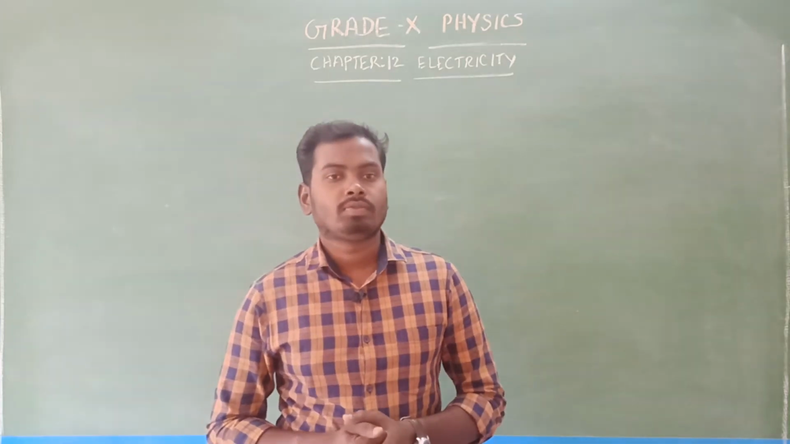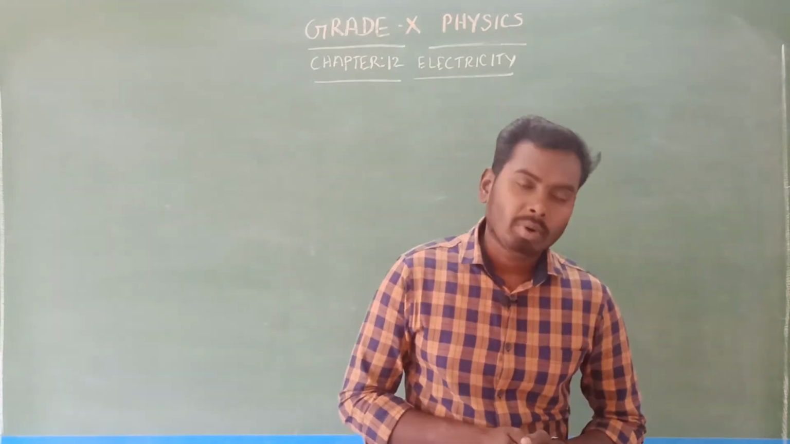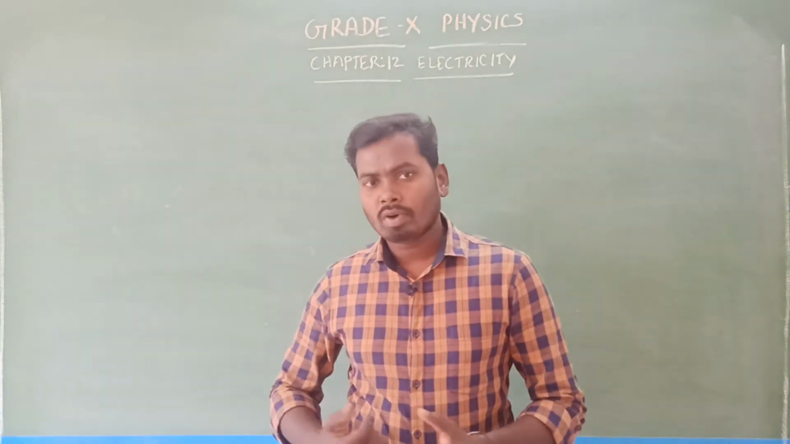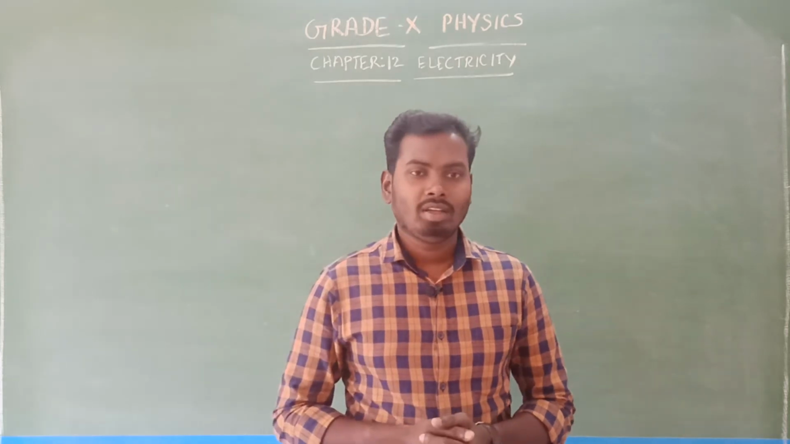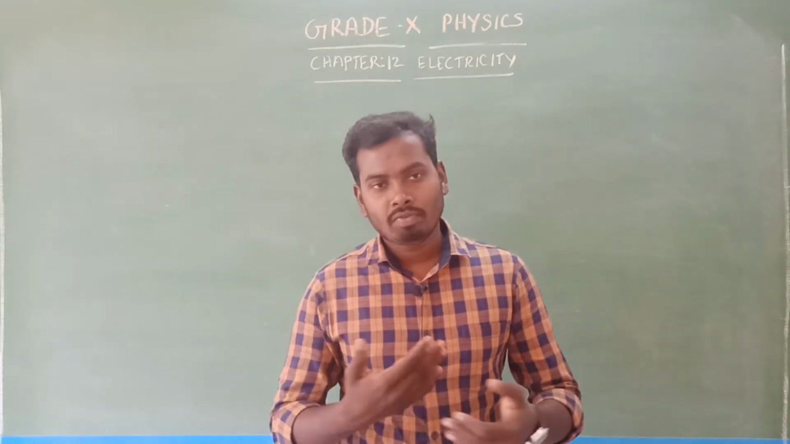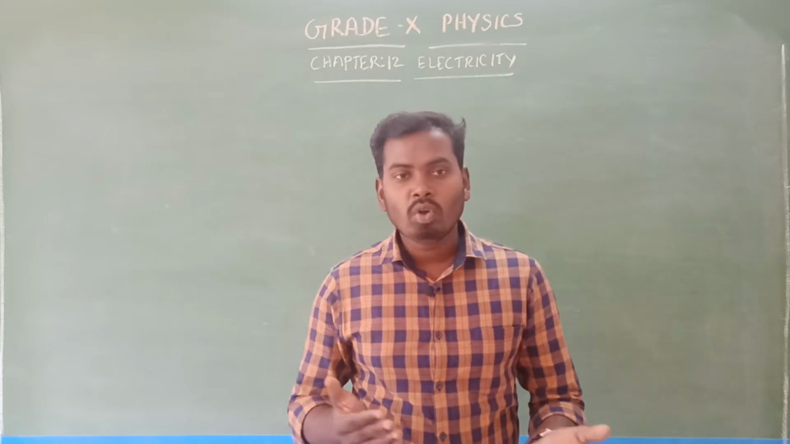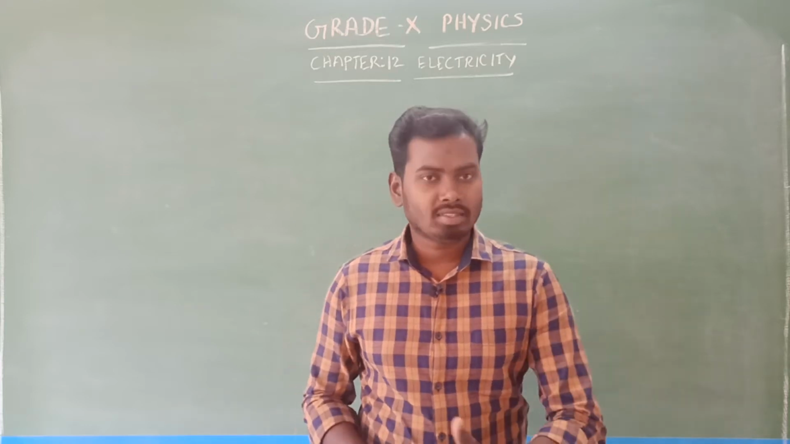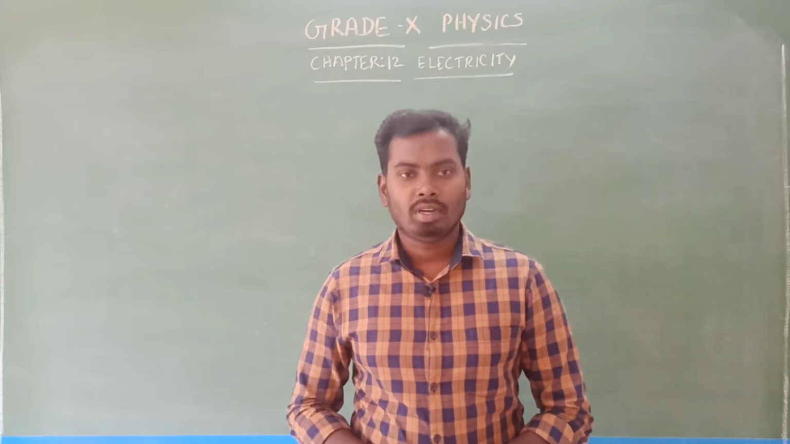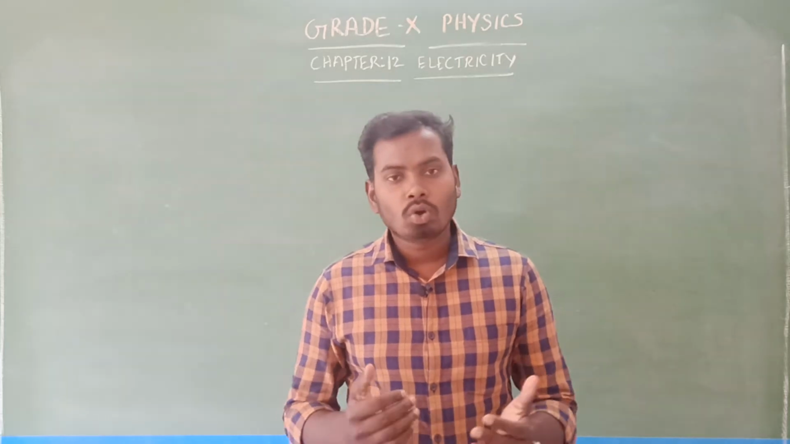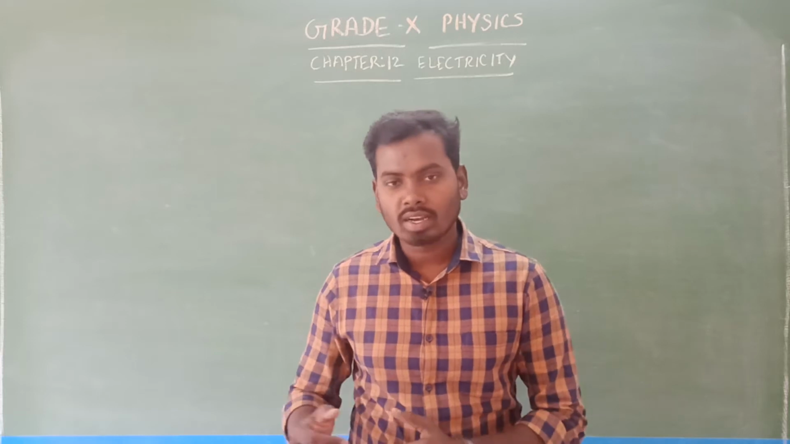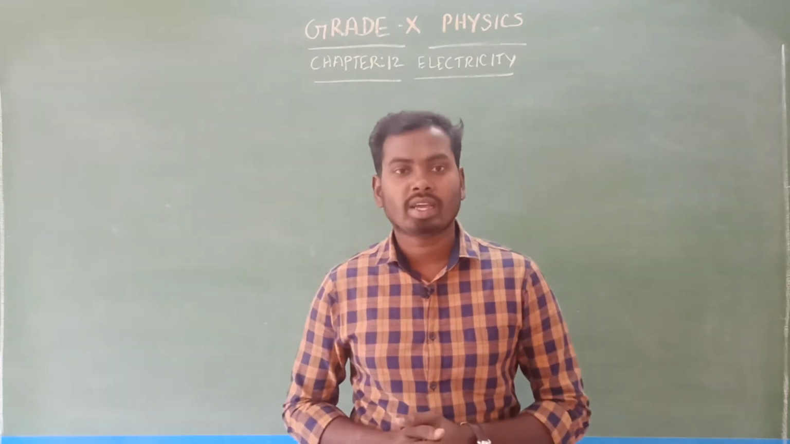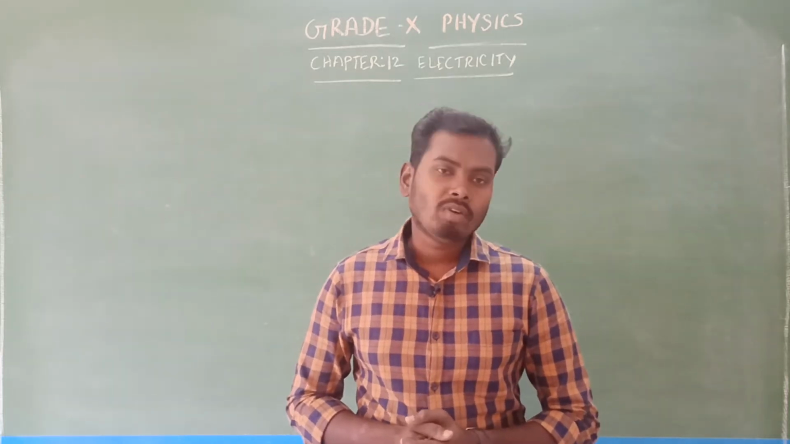After that we saw the SI unit of electric power. What is the SI unit of electric power? Watt, W-A-T-T. The watt is the SI unit of electric power. What is 1 watt? 1 watt is equal to 1 joule divided by 1 second.